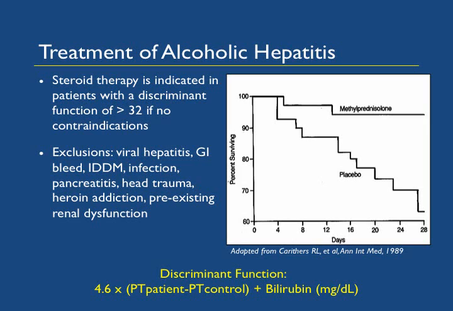For patients who do not have a discriminant function of greater than 32, previous studies have shown that steroids are actually not beneficial in this group of patients and therefore not recommended. Of note, most of the large trials on steroid therapy also excluded patients with other concurrent problems such as viral hepatitis, pancreatitis, etc. Therefore, it's important to recognize that steroids should only be given to a select population of patients with a discriminant function of greater than 32 who do not have other significant comorbidities, in particular infections.